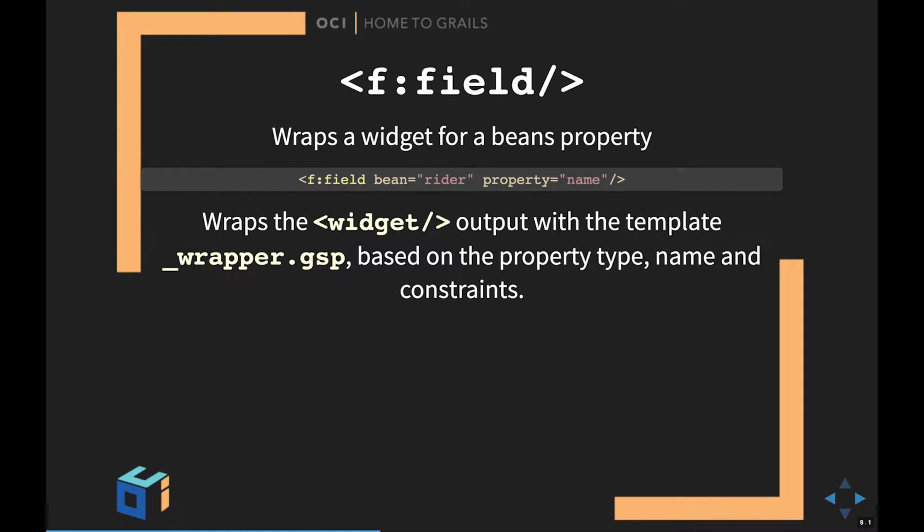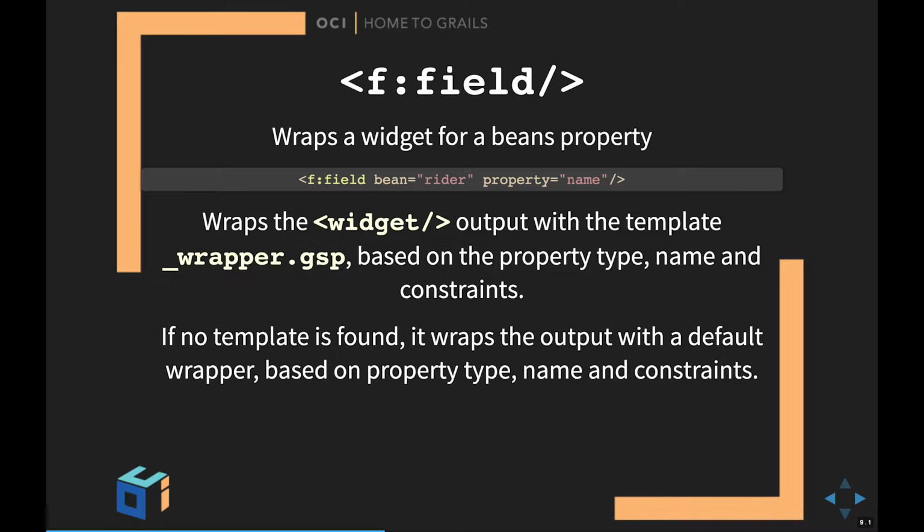So now we go to the field. This one's the one that wraps the widget, and it does that by looking for a wrapper template in this long list of potential paths. I'll go back to that. And if it doesn't find one, it will wrap it, again based on type and name and constraints.